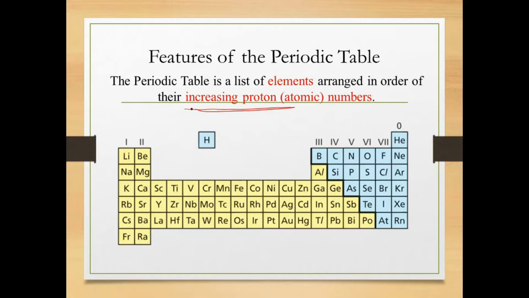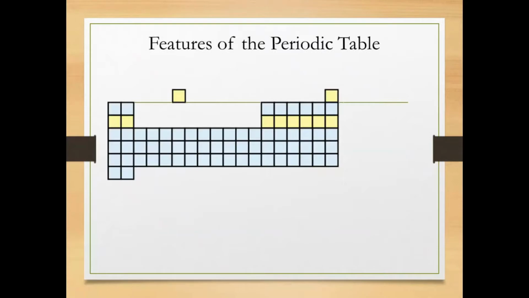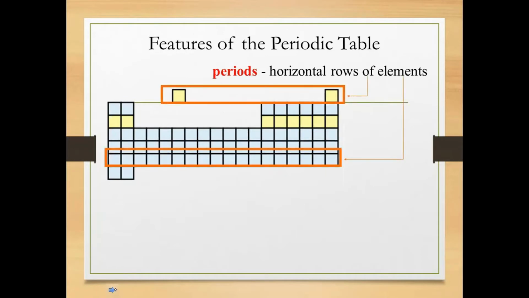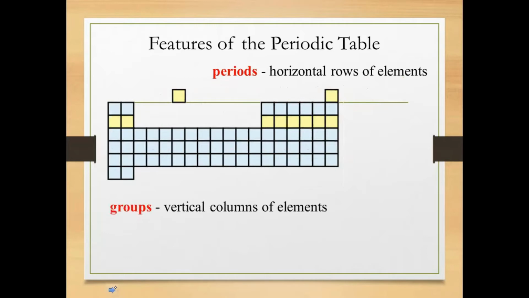The periodic table is the arrangement of elements in which elements are arranged on the basis of their increasing proton number. We have learned this in the previous class. Then I told you about some features of the periodic table. Number one, periods: horizontal rows. These horizontal rows are called periods. You can see over here the first and the last period shown in the slide. Horizontal rows of the elements are termed as periods.